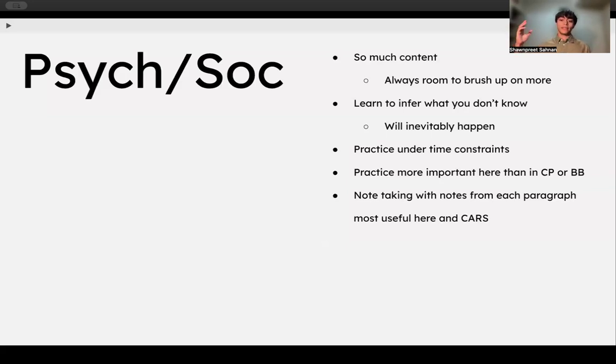And like I said, taking notes from each paragraph is really useful here because a lot of the studies that you're going to read for this section are ones where you can intuit the direction they're going to go. So if you take notes on each paragraph and line it up like a story, it again makes pretty decent sense.